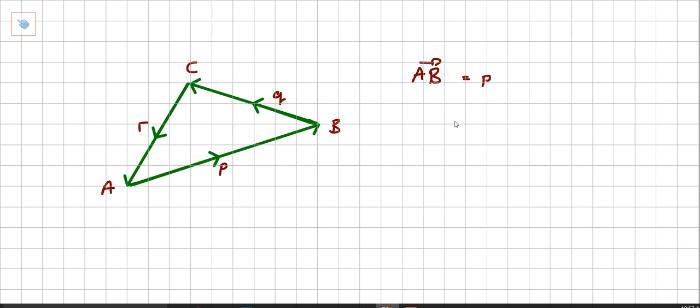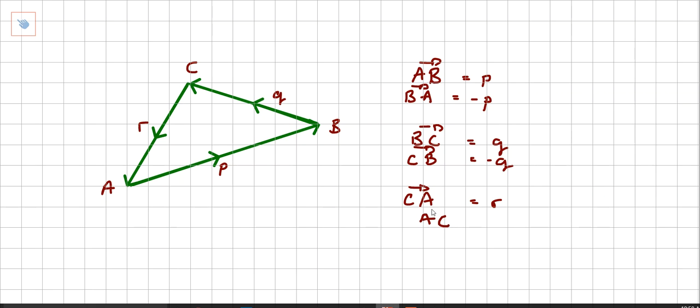B to A, negative P. B to C, Q. I guess they're going to ask C to B. Negative Q, keeping it very basic. C to A, R. B to A, negative R. And A to C.